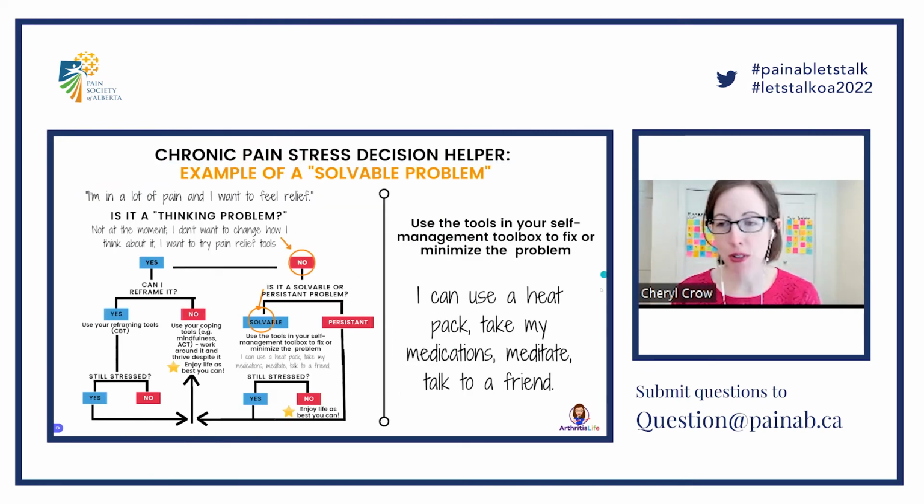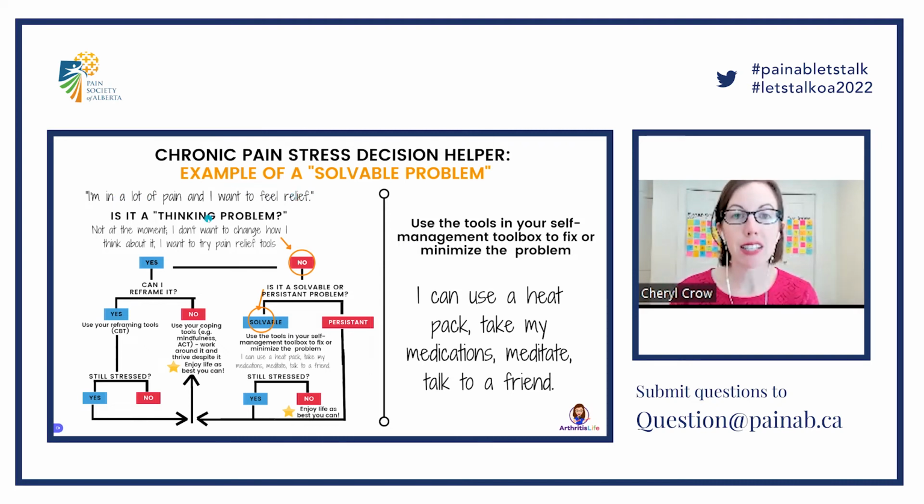This is too long for a 15-minute talk, but I did develop this, just putting the bug in your ear. And if you're watching a recording later, you can hit pause. But along the lines of the idea of solvable versus perpetual problems, I developed this schematic, a chronic pain stress decision helper, to help you figure out, okay, if you have a solvable problem, let's say I'm in a lot of pain and I want to feel relief. Well, first of all, okay, you have a problem. I'm in pain and I want to feel relief.